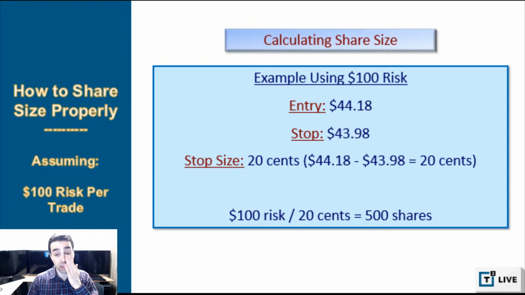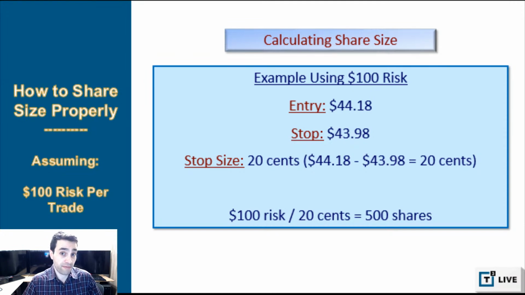So now, how do you share size? Well, we said we have to calculate the risk, which is the difference between the entry minus the stop. So the entry was 44.18 minus 43.98. That gives us 20 cents. Now, how do you share size? It always depends on how much you're willing to risk. Somebody like Warren Buffett, on his investments, his risk is $1 billion.